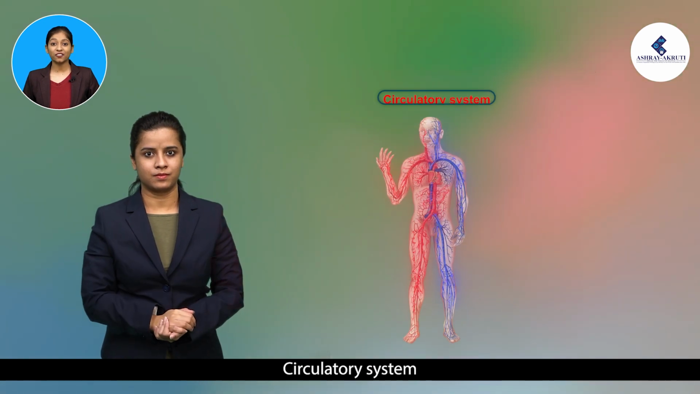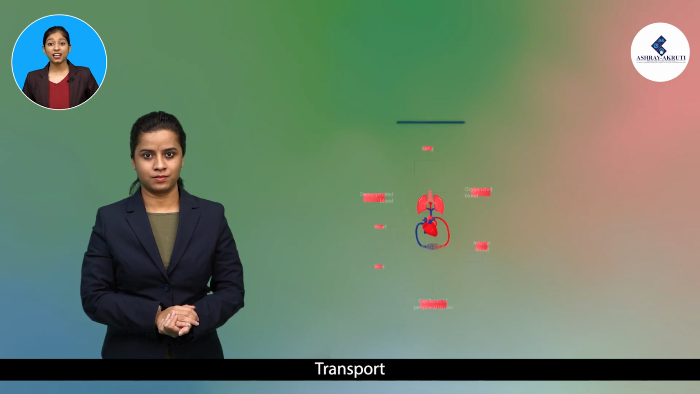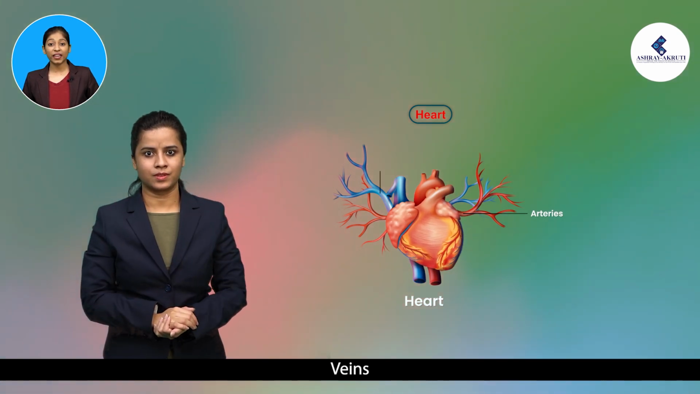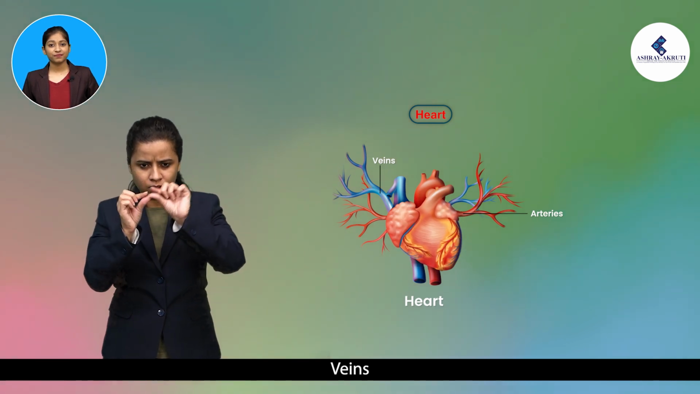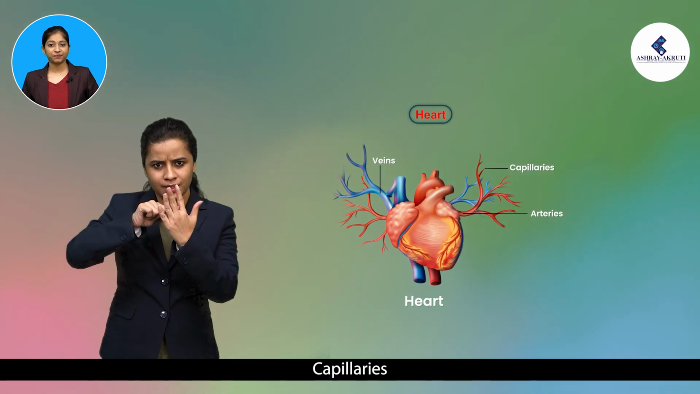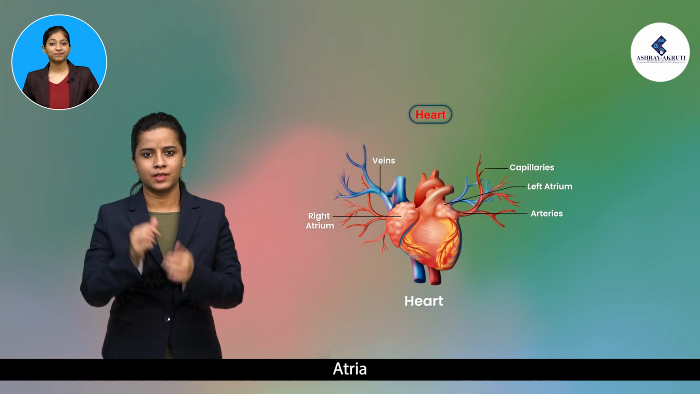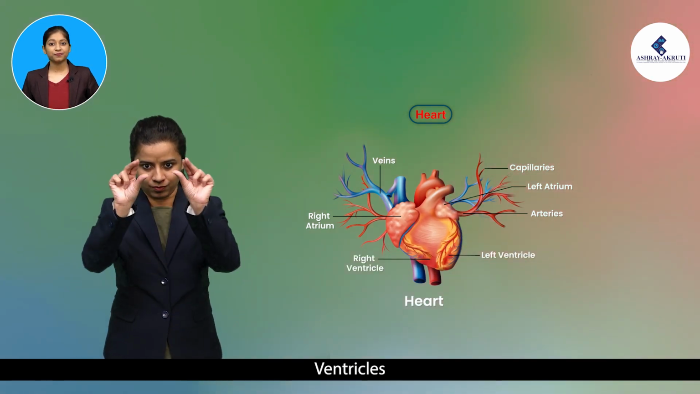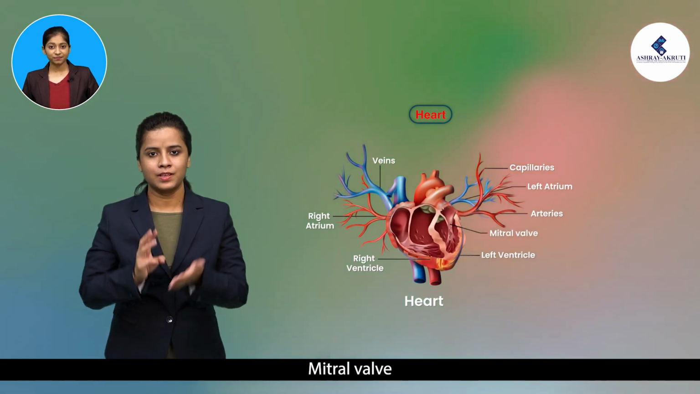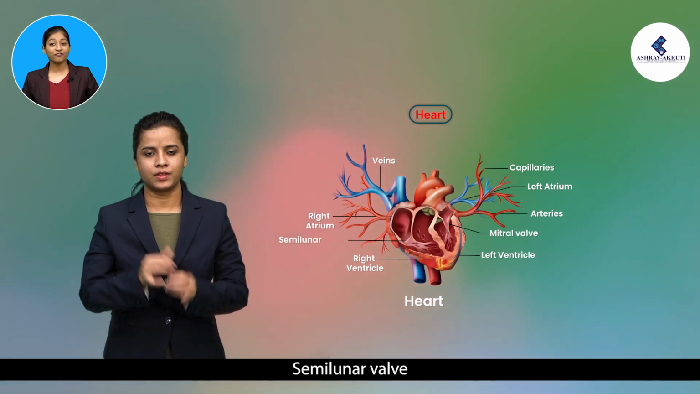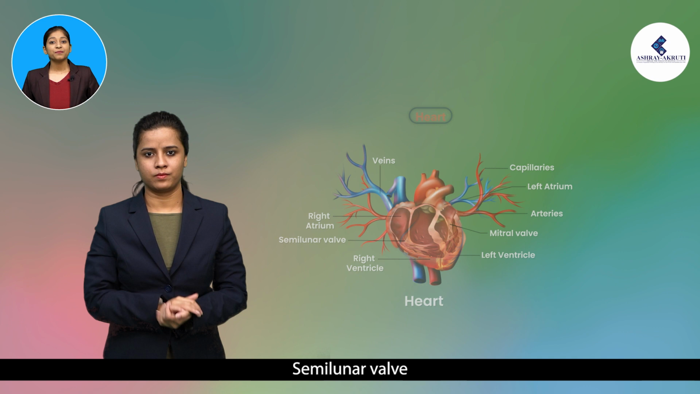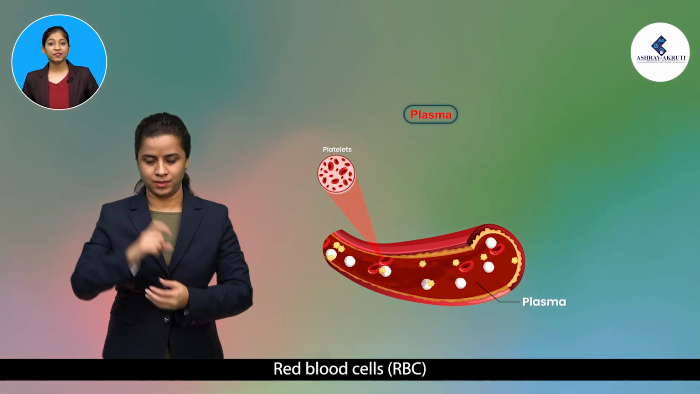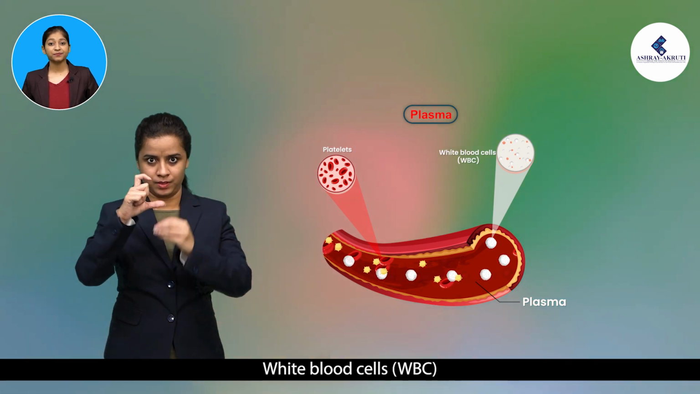Keywords: circulatory system, transport, heart, arteries, veins, capillaries, atria, ventricles, mitral valve, semilunar valve, plasma, red blood cells, RBC, white blood cells, WBC, platelets.